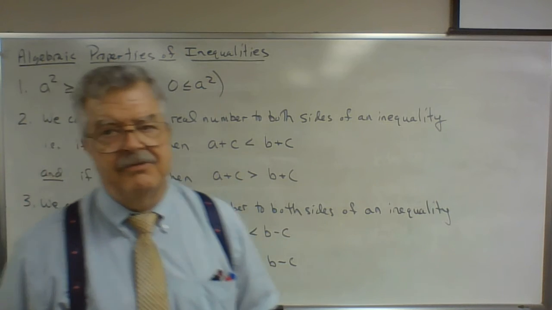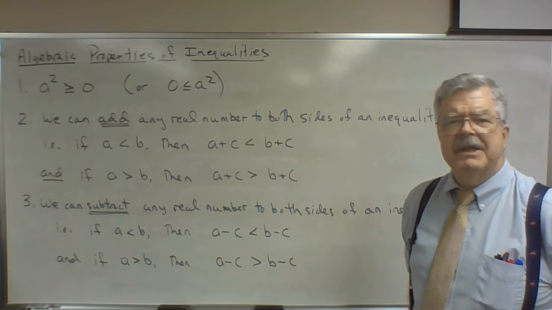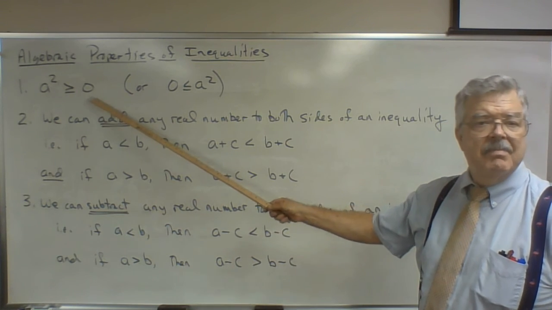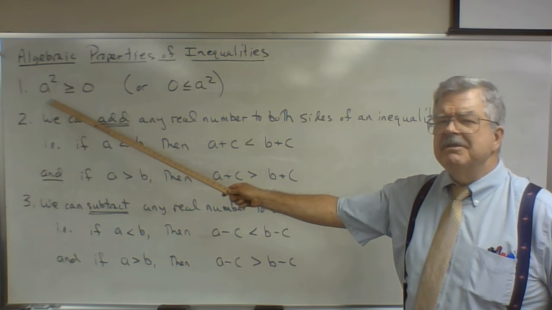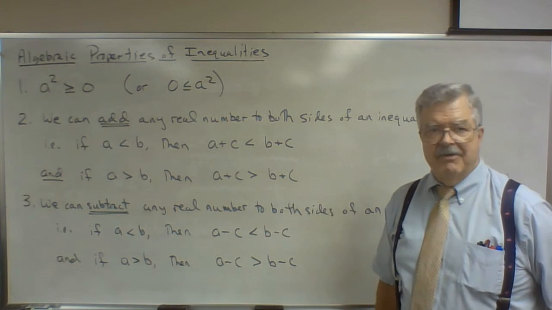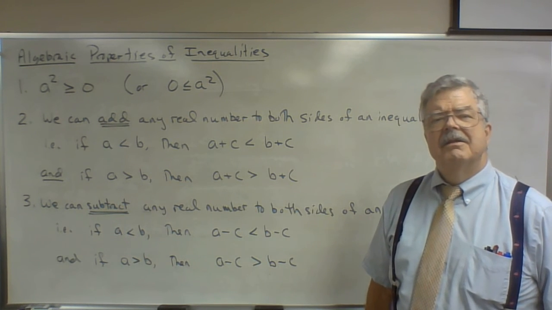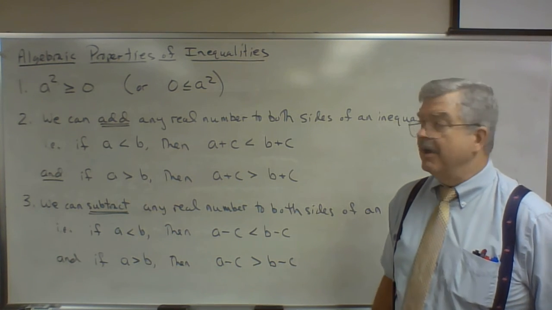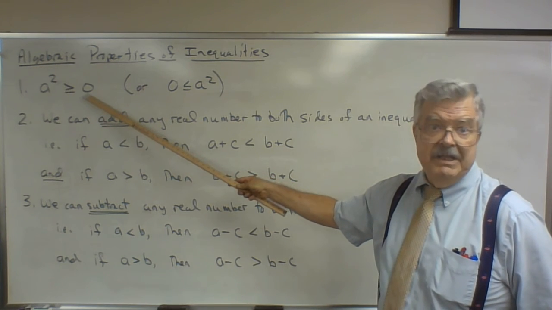Algebraic properties of inequalities. These are very big in math. The first one: if a is any real number and we square it, we get something greater than or equal to 0. Let's see, if a is 0 and we square it, we get 0. So 0 squared is going to be equal to 0.